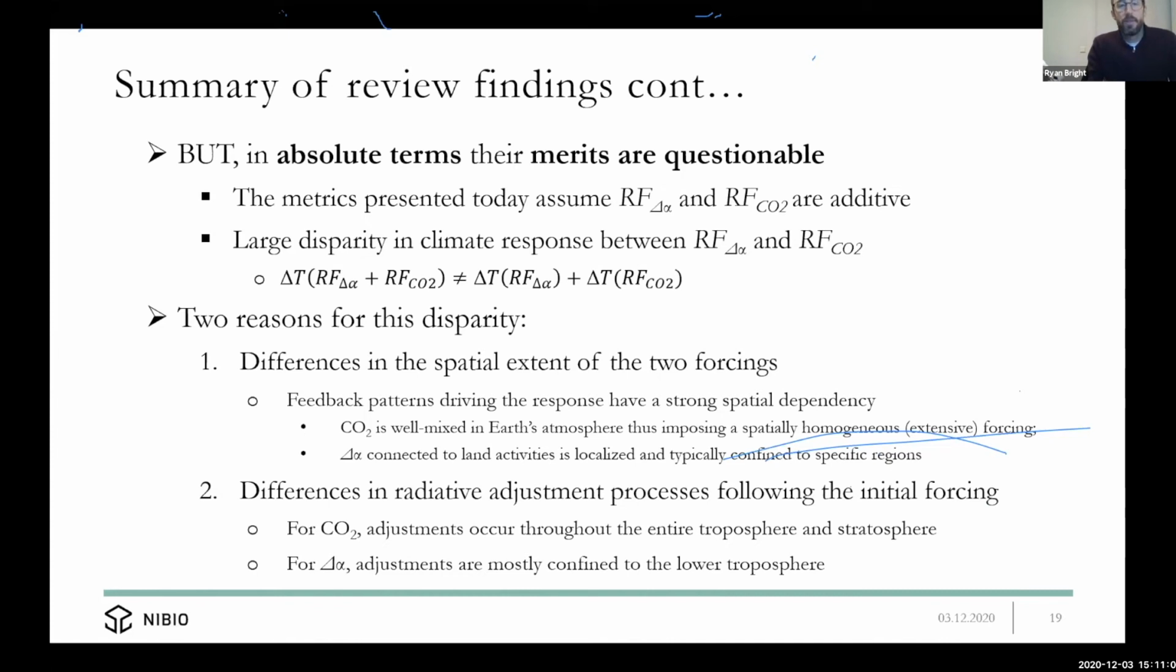For instance, surface albedo changes connected to land-based activities are localized and often confined to specific regions, whereas CO2 becomes well mixed in Earth's atmosphere, thus imposing a spatially extensive or homogeneous forcing. Second, the radiative adjustment processes in the atmosphere are different for the two forcings, I would say. For CO2, adjustments occur throughout most of the troposphere and stratosphere, whereas for surface albedo perturbations, the adjustments are mostly confined to the lower troposphere. So what do I mean by adjustments? I mean here the so-called fast adjustments, which refers to the change in the thermal structure of the atmosphere and related variables such as water vapor and clouds before a change in the surface temperature.